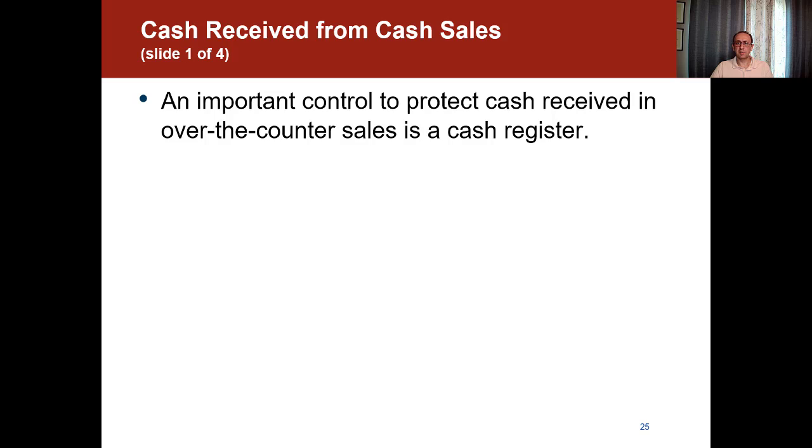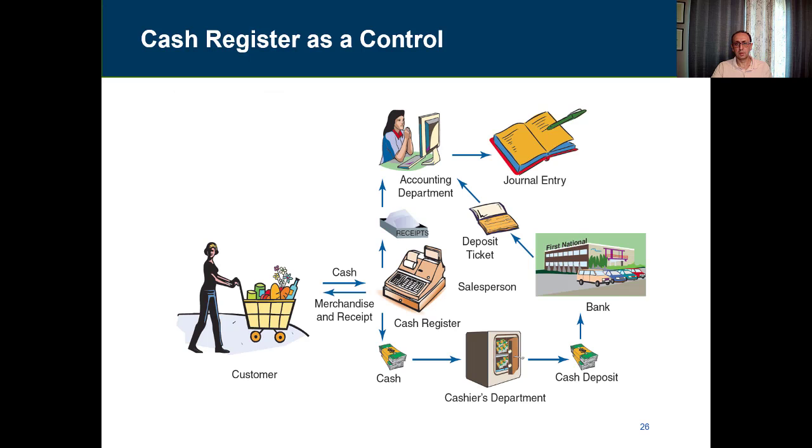Now let's talk about cash received from cash sales, which is the first category. An important control to protect cash received in over-the-counter sales is a cash register. We've all seen that, a unit that records any kind of sales transaction. Here we have a diagram that hopefully we can all relate to. We have a customer, let's say in a grocery store. They're getting the merchandise, and of course they get the receipt from the cash register, and at the same time they provide the cash to the cash register. Here we're assuming that this customer is paying in cash, not using a credit card or debit card.